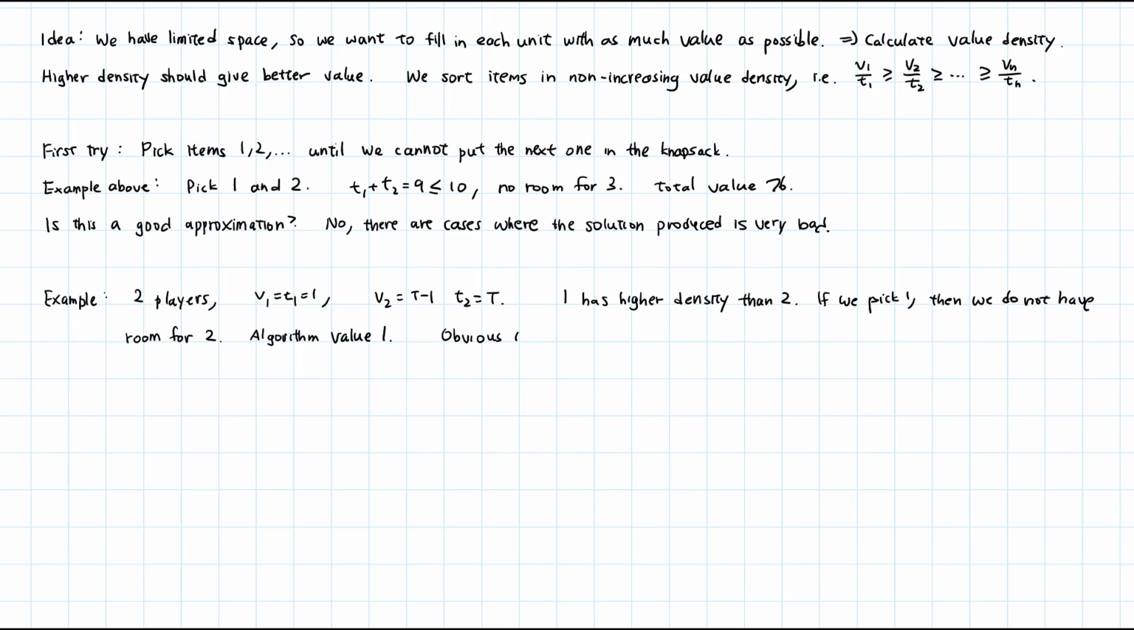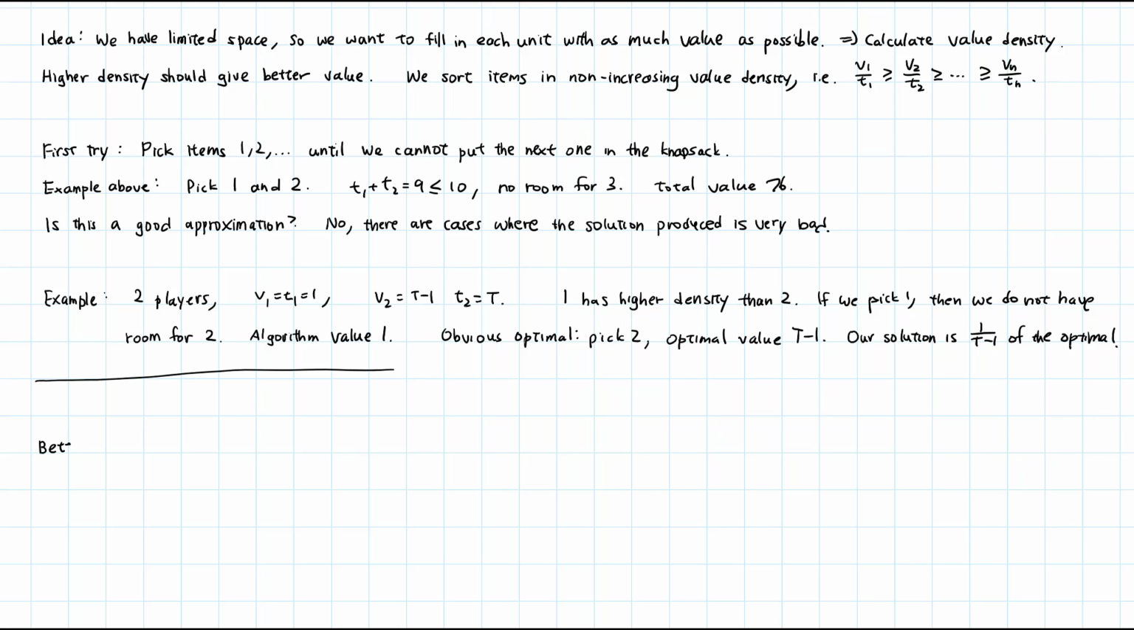There is an obvious optimal solution here, just pick 2. And the optimal value is T minus 1. So our solution is 1 over T minus 1 of the optimal, which could be arbitrarily bad.